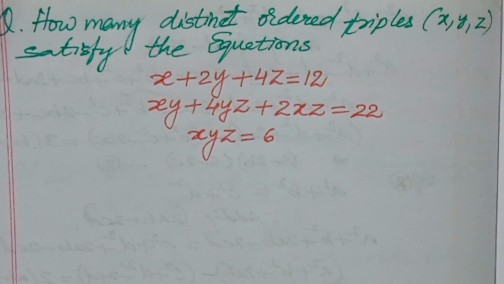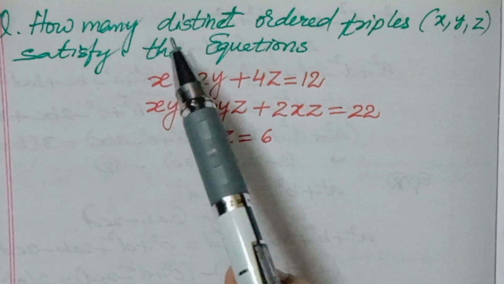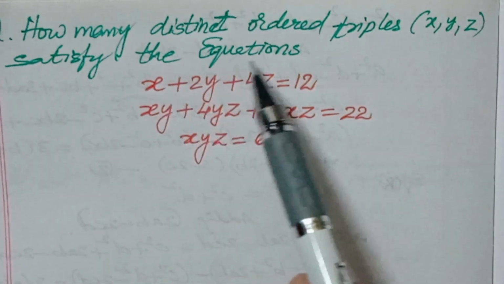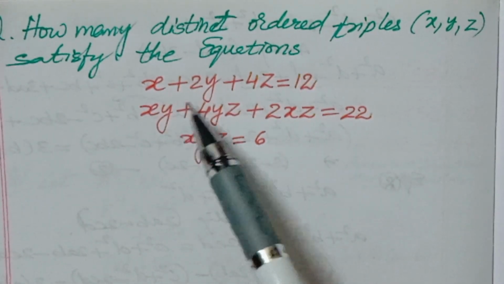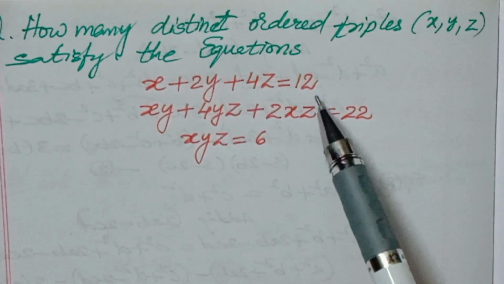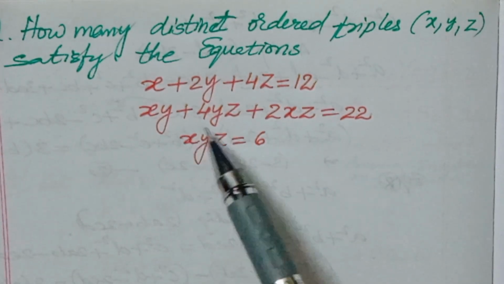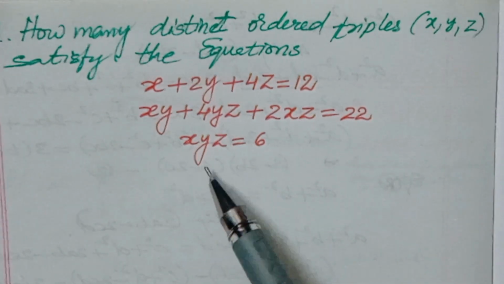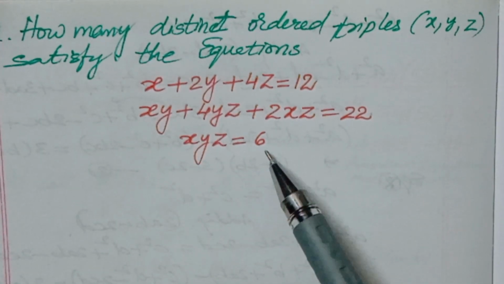We'll be looking at a Math Olympiad problem. The question is: how many distinct ordered triples x, y, z satisfy the equations x + 2y + 4z = 12, xy + 4yz + 2xz = 22, and xyz = 6?